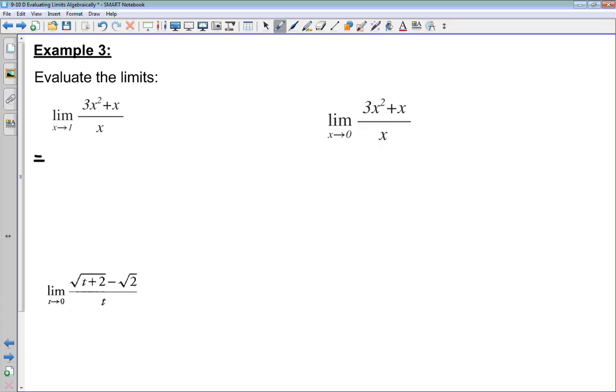The first one here, what would you try first? Substitution. Is it going to work? Well, let's try it and see. We substitute in x equals 1. We get 3, 1 squared plus 1, all divided by 1. This looks like it's going to work, right? So we can just add, what, 3 plus 1 gives us 4. 4 divided by 1 is just 4. We're good. Our limit is 4.